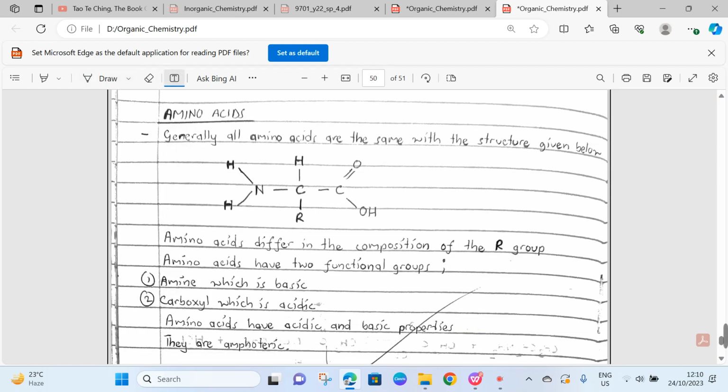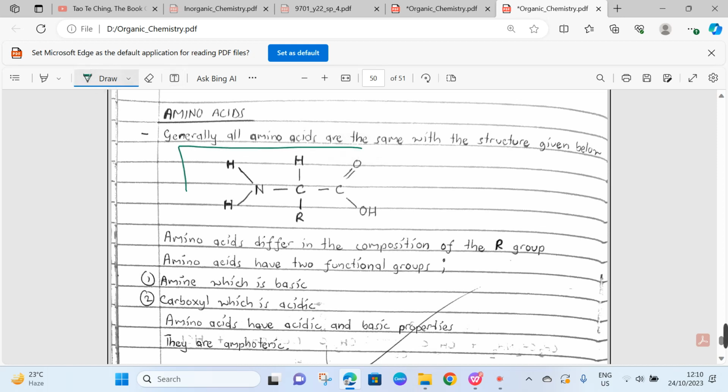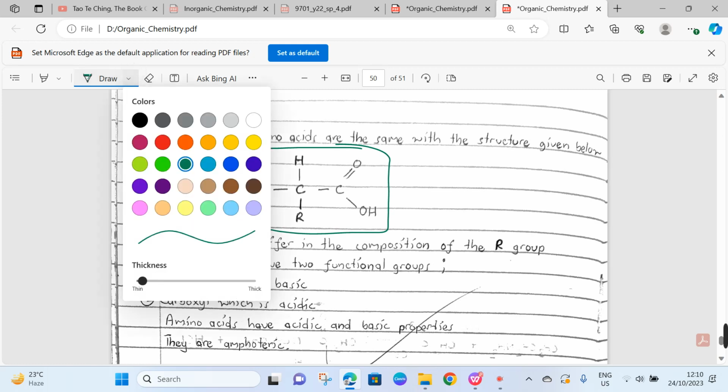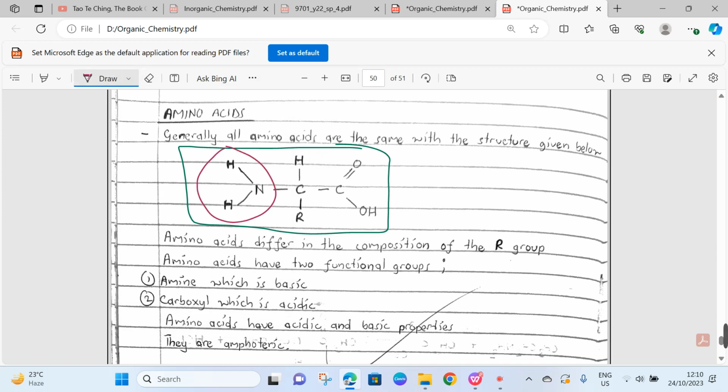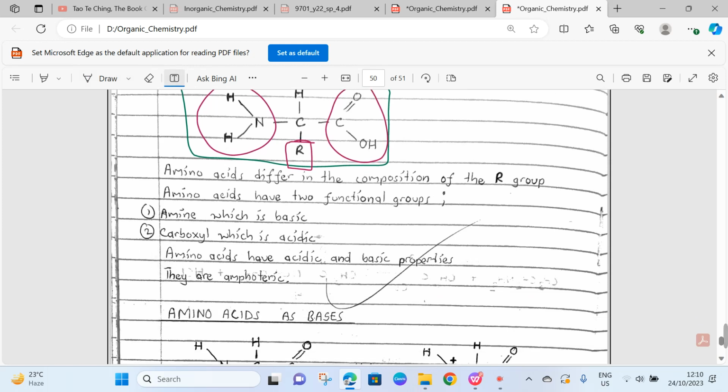Now I want to move on to another very important subject, amino acids. All amino acids have this structure that you see there. They have this NH2 group, which is alkaline, and this COOH group that is acidic. All amino acids just differ in the other group. That's why they only differ. Because of the amine side, they are said to be basic, and because of the carboxyl side, they are said to be acidic.